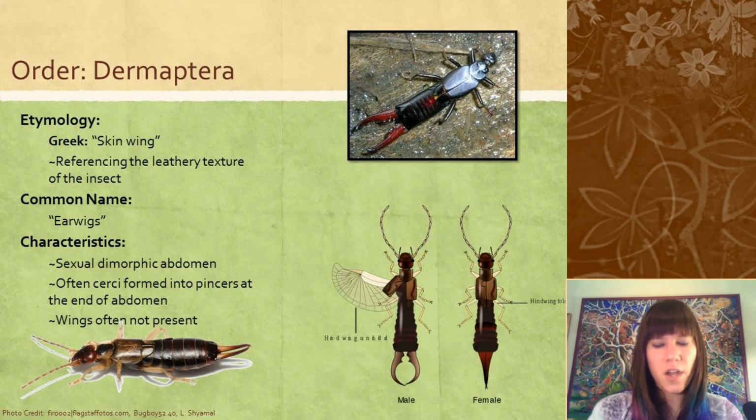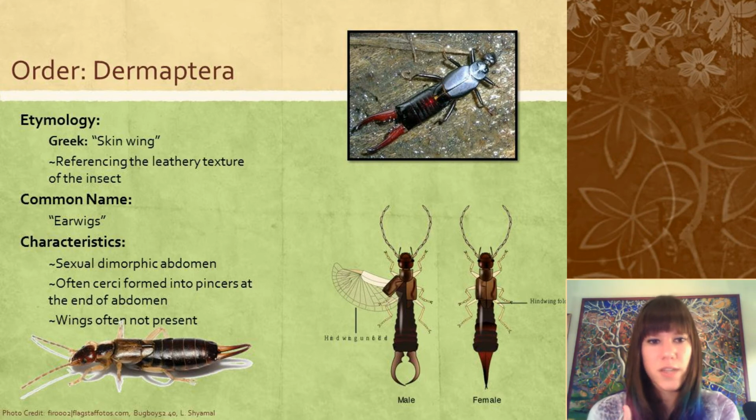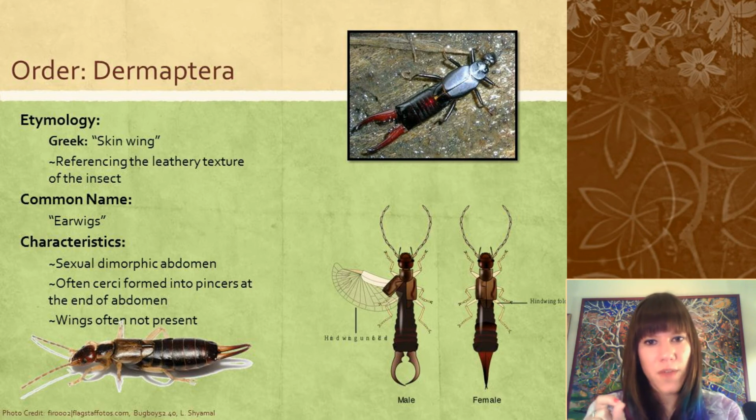The characteristics are that the cerci are sexually dimorphic, so the males have the really big pincer-like cerci, and the females have the more straight, long cerci. Oftentimes the wings are present, but not all earwigs have wings. If they do have wings, then the leathery forewing is really reduced into this little stub at the top. It covers most of the hind wing, which is also greatly reduced, just into the anal or jugal lobe.